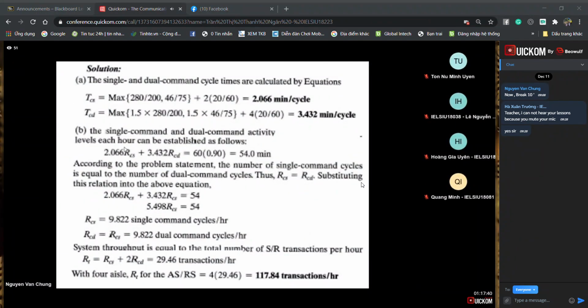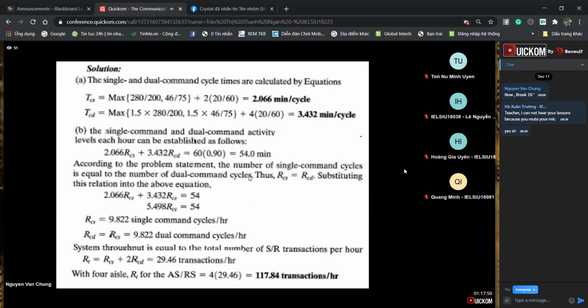Okay, now you can raise the formula, and then if you have questions, I can explain. Okay, you see the first single command and the dual command activity level can also be established as follows.